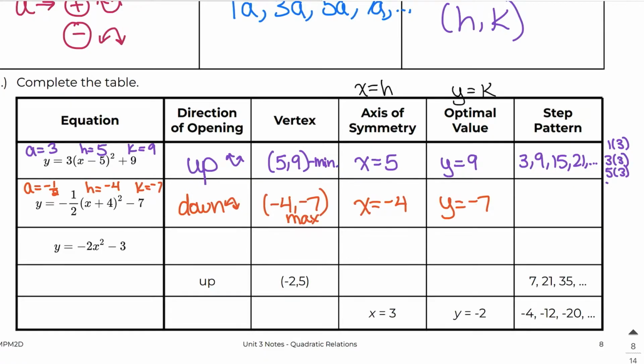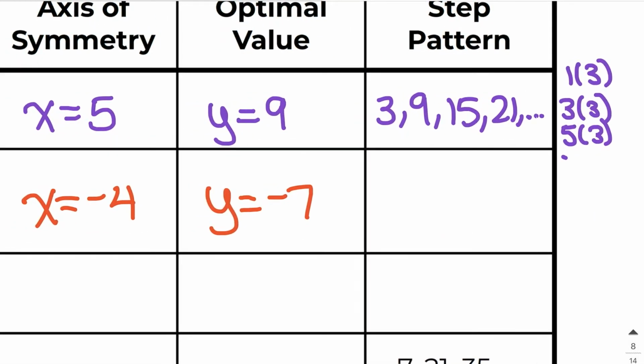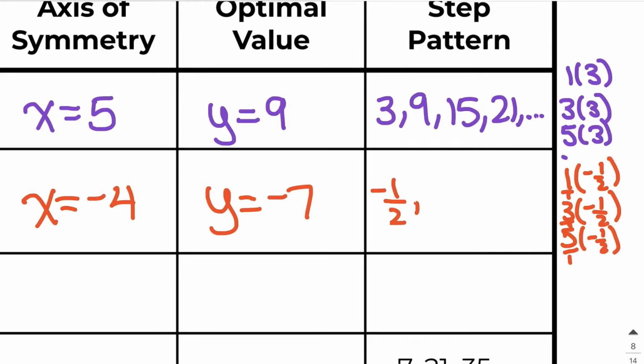Okay, and then for our step pattern here, remember it's 1A, 3A, 5A, so it's 1 times negative 1/2, 3 times negative 1/2, 5 times negative 1/2. And just a reminder, I know we still need to do some more practice with fractions. This is technically 1/1, 3/1, 5/1. So just multiply across, we get negative 1/2. 3 times negative 1 is negative 3, still over 2. 5 times negative 1 is negative 5/2. Negative 7/2, so on and so forth.